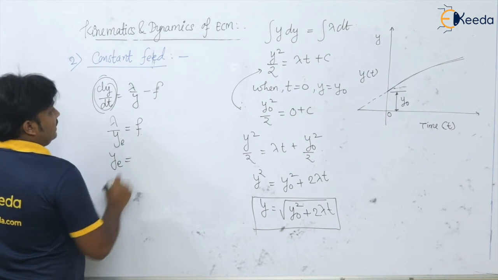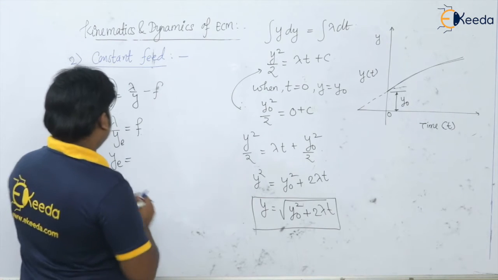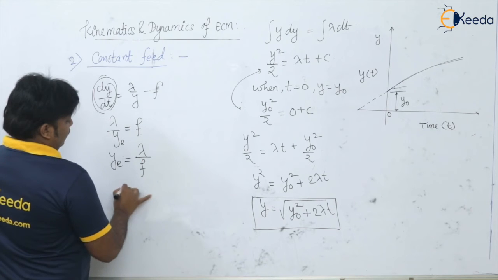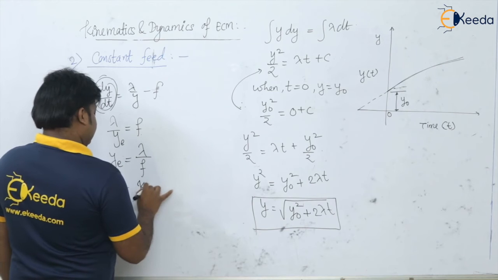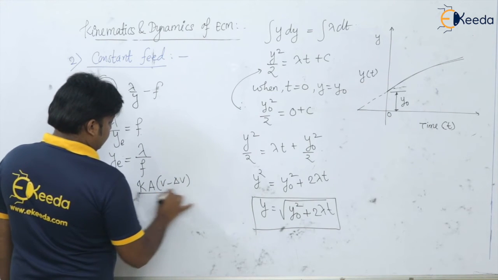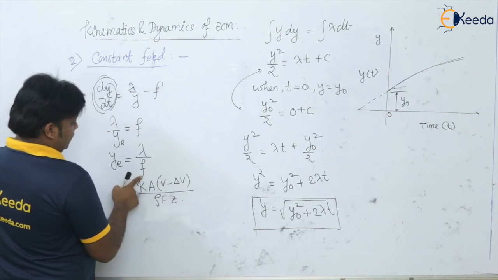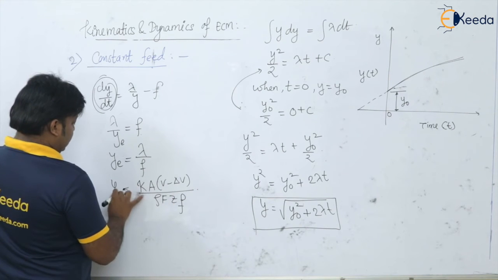If I want to find out the equilibrium gap between this tool and the workpiece, then it will be what? Lambda divided by f. And what is my lambda? Lambda is this k a v minus delta v divided by rho f z, into this 1 upon f. I will write 1 upon f here. So this is the equilibrium gap.